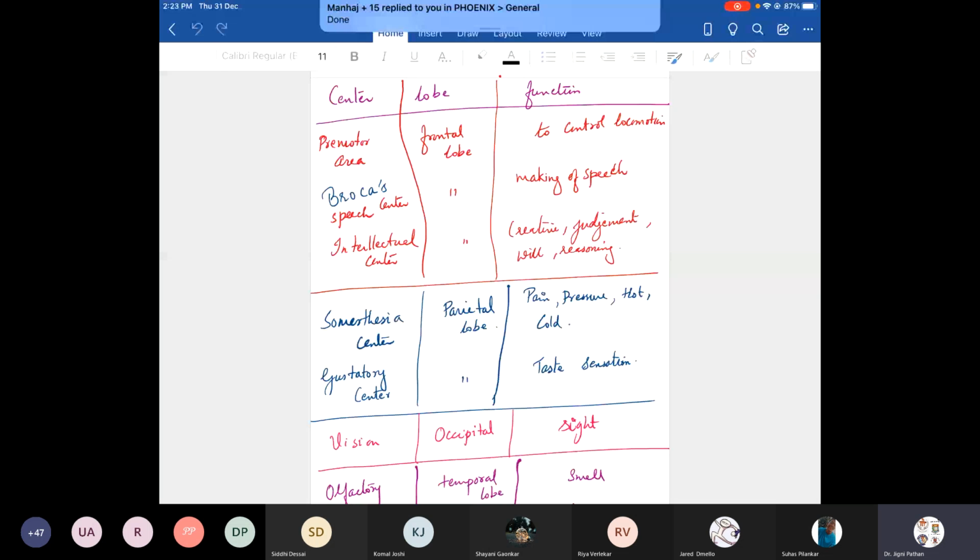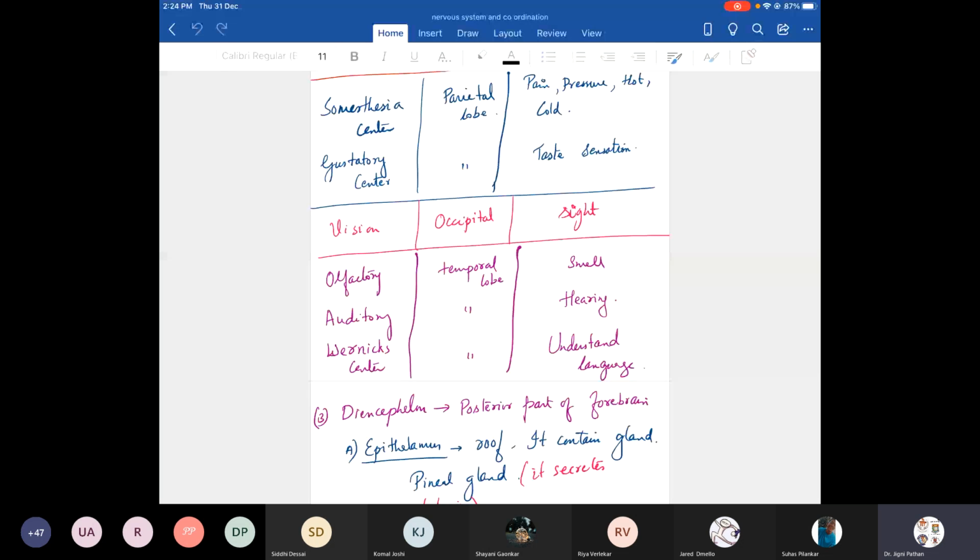Next, olfactory. Please write down olfactory lobe, Wernicke's. Wernicke's and Broca's are important. You should know that Broca's is the movement of speech, which is present in the motor area, and below there is the temporal lobe, where there is Wernicke's. Wernicke's is where you understand the language. It's two different things. Many times the question is asked, so please make a note.